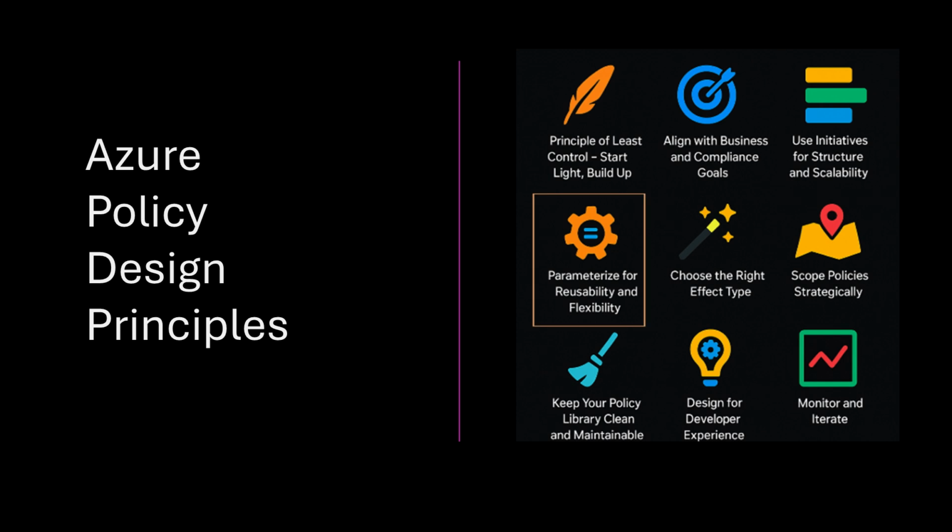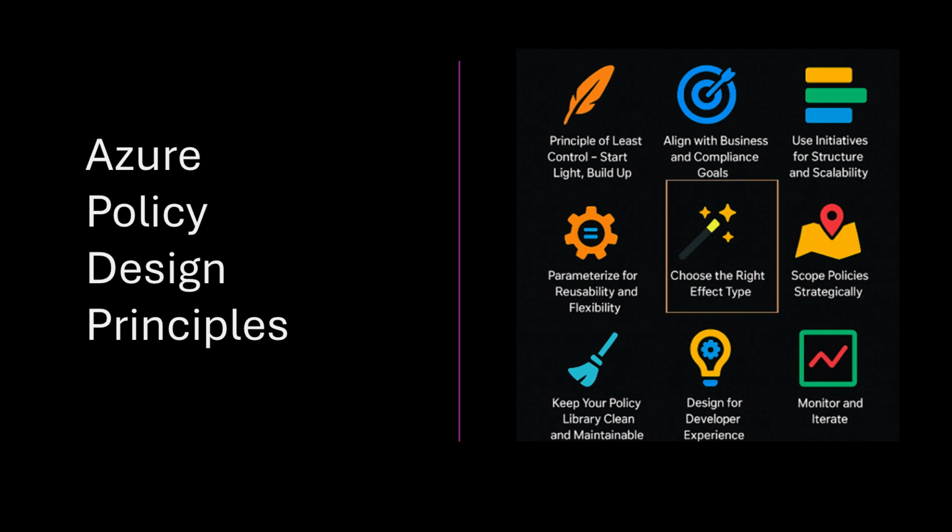For even more flexibility, parameterize your policies. Instead of hard coding values like allowed locations or VM sizes, use parameters that let you customize the same policy across multiple scopes. This makes your policies modular, reusable, and adaptable, saving you from rework and reducing complexity when scaling governance across teams or regions.